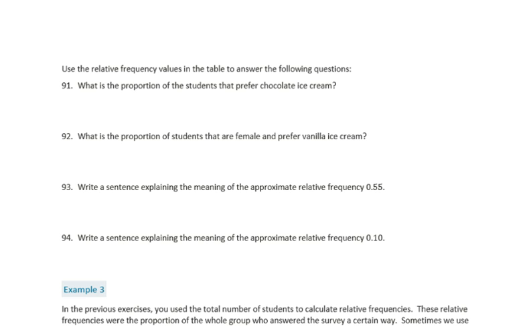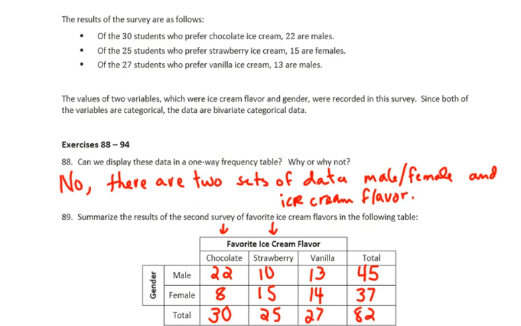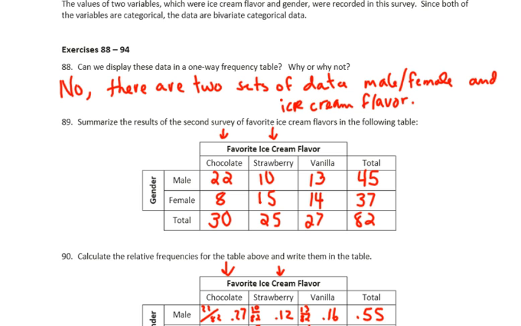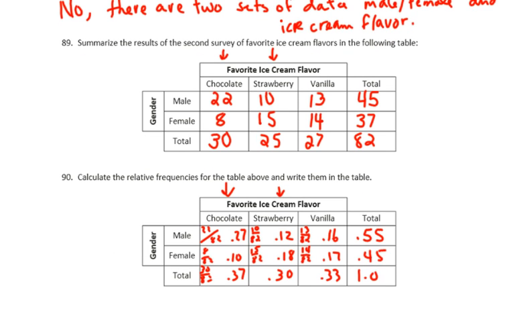Use the relative frequency table to come up with the answers. What is the proportion of the students that prefer chocolate ice cream? So out of the total, how many prefer chocolate ice cream? We came out with 0.37 from the table. 92, what proportion of the students that are female, so female only, and prefer vanilla ice cream? So female and vanilla ice cream, that was the 14 out of 82, which is 0.17.